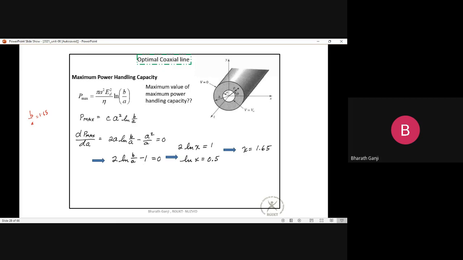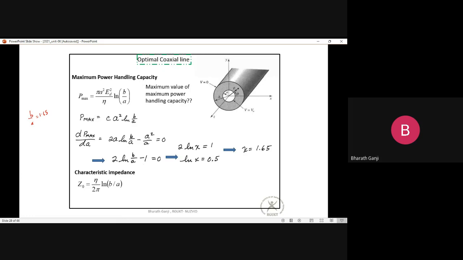But the question is now, if I fix the value of a, what ratio of b by a should I choose? For a given value of a, the b by a ratio that maximizes the power handling capability is what we are looking for. So I can see that for a given value of a, if I take a b by a ratio which is exactly equal to 1.65, then I can have the maximum power handling capability. So that means if I fix a b by a ratio, I can fix the characteristic impedance.